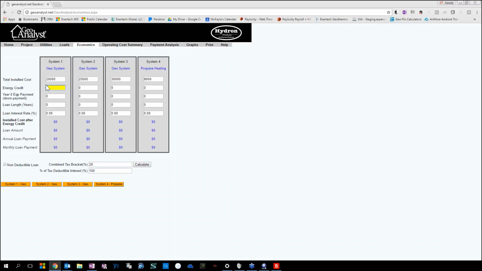We are trying to extend the tax credit. We do have tax credits in Iowa. We have a 10% state credit. There's utility rebates you could put in here. But I want to keep it simple right now and just show you the installed cost versus op cost.